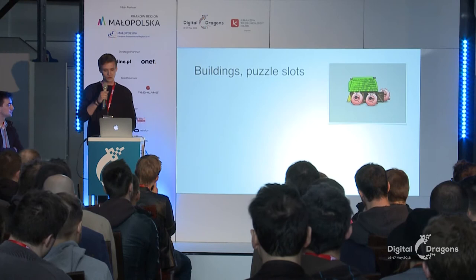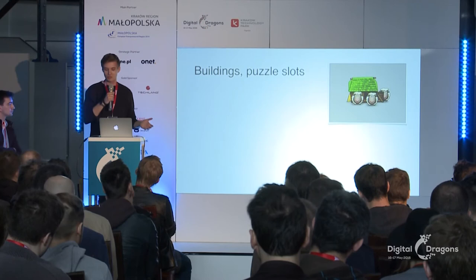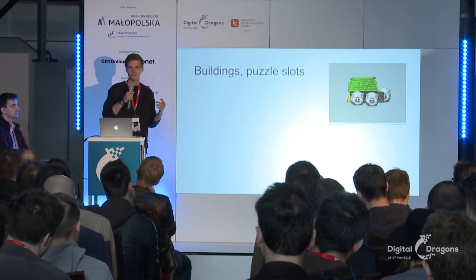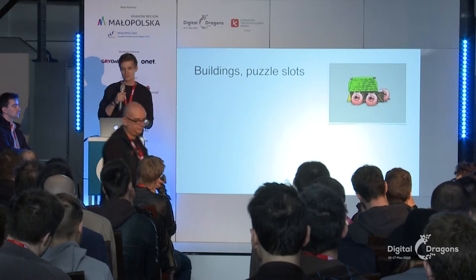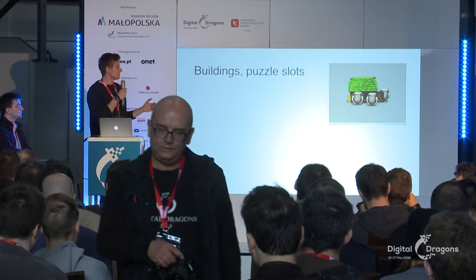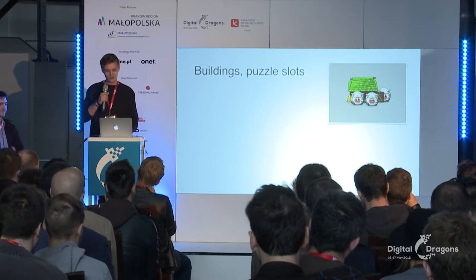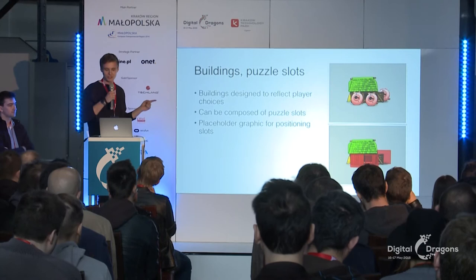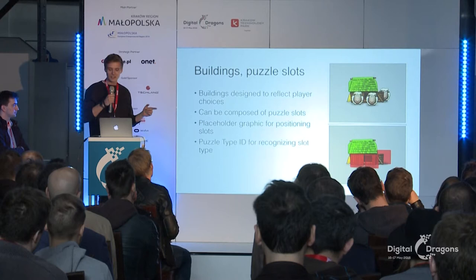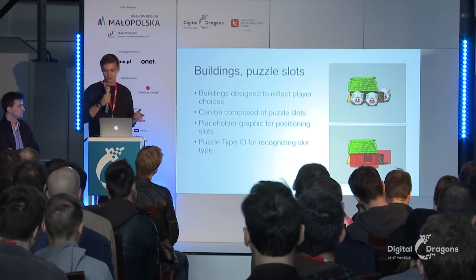Also, the buildings in PuzzleCraft 2 were designed to reflect some other choices than colors made by the player. The player often changes which puzzles he uses in his farm minigame, and some buildings are designed to reflect those choices. And you can see here the building is housing sheep or pigs. To do this, the artist sets up these slots with placeholder graphics and names the layer using the specified puzzle type ID number, so we can recognize it later when we put it in the game.